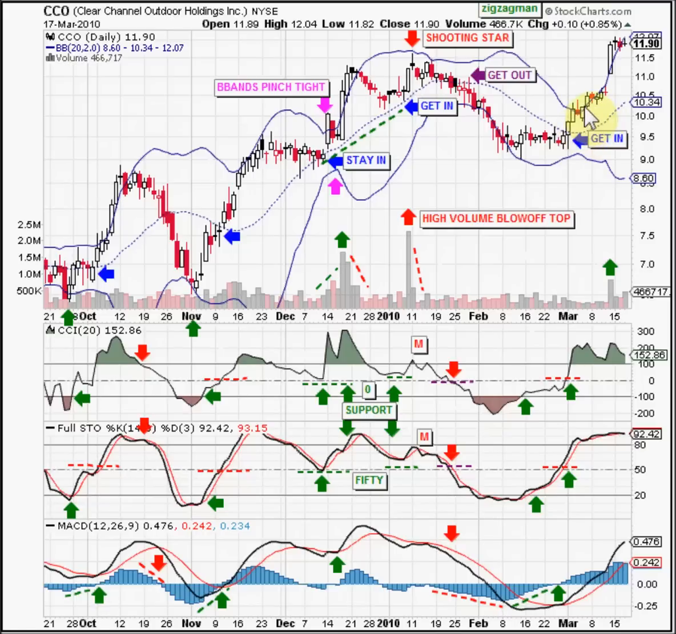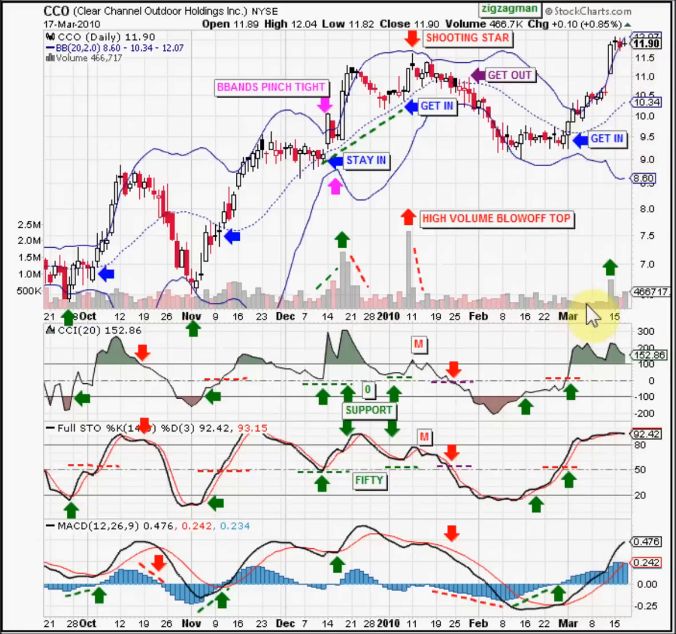Oh, there's a hammer. Oh, that's a negative candlestick. Do I take profits? Well, no. Where's the volume? No. Where's the sell signal? No. Why is the stochastic still going up? Why is the MACD histogram still going up? Okay, don't take profits. Hope for a run.